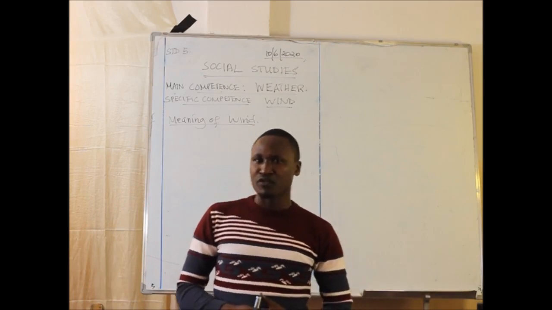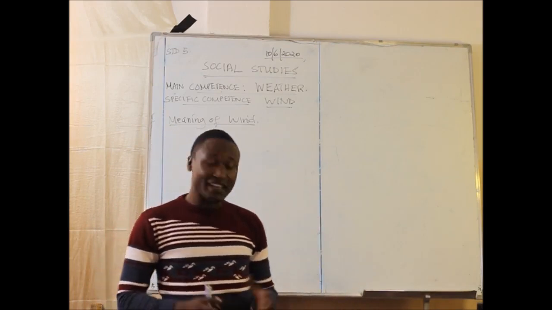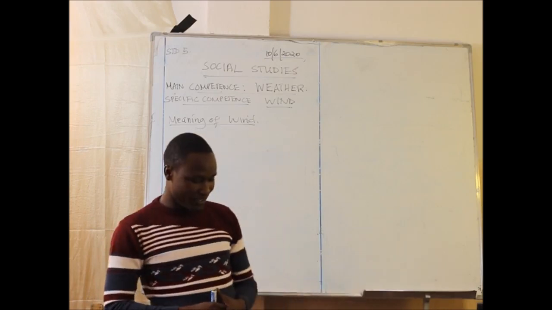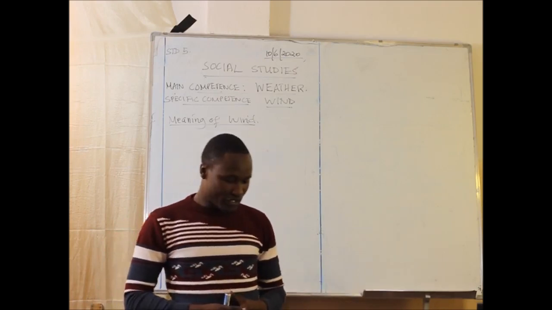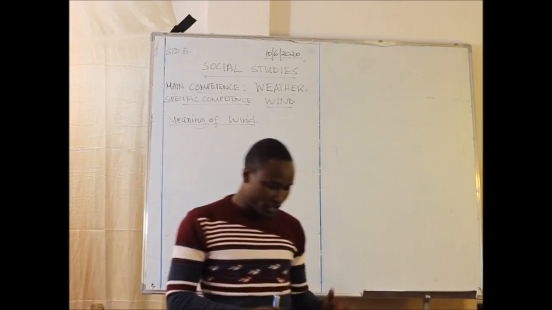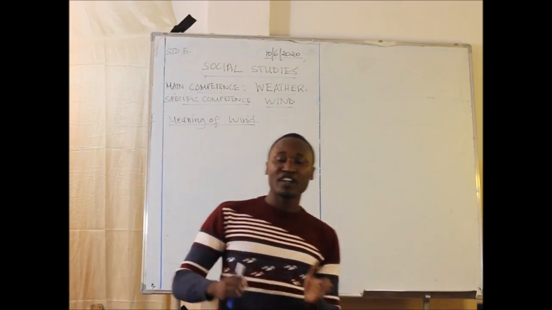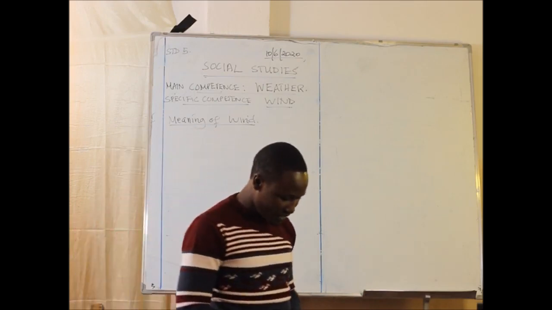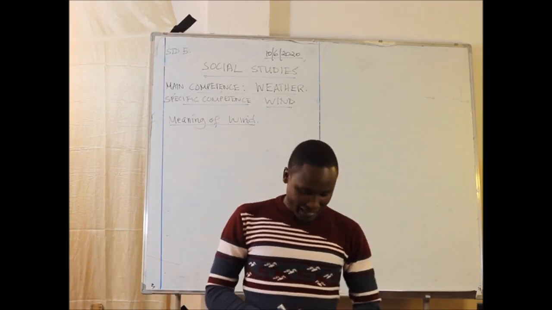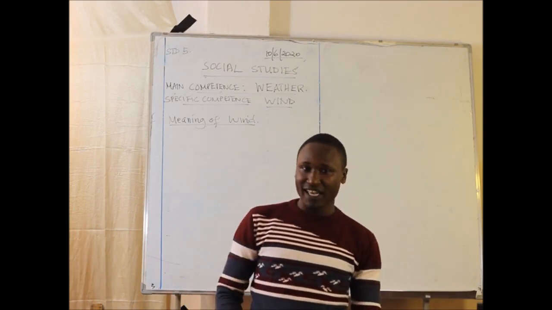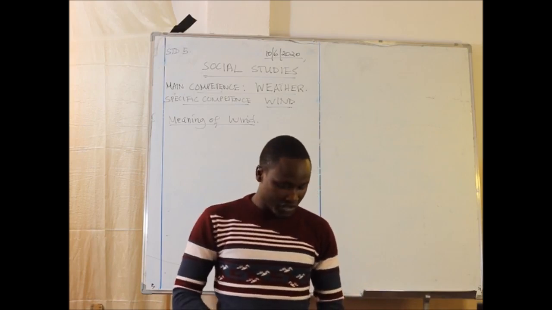Now, what is the meaning of wind? Wind is an air in motion from high pressure zone to low pressure zone. That is the meaning of wind. Or is a moving air from high pressure zone to low pressure zone, or from colder area to warmer area. That is the meaning. So it is air in motion. Now, for example, as I said, it is an air in motion from high pressure to low pressure.